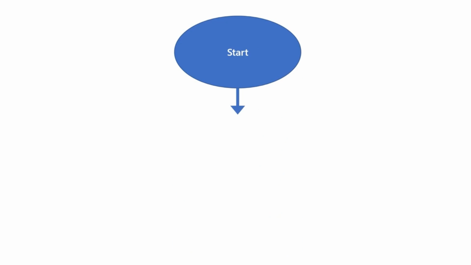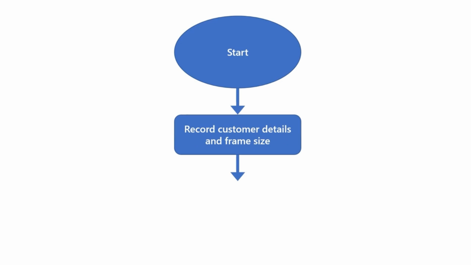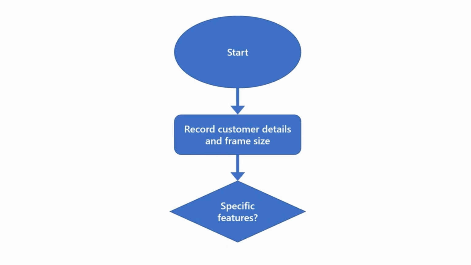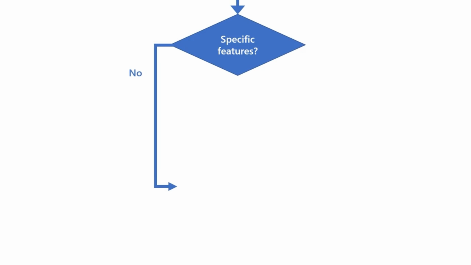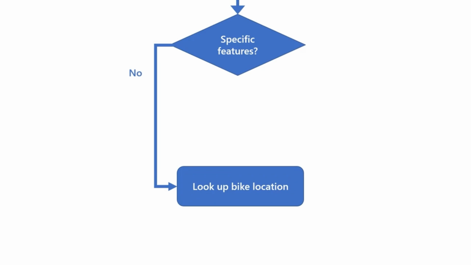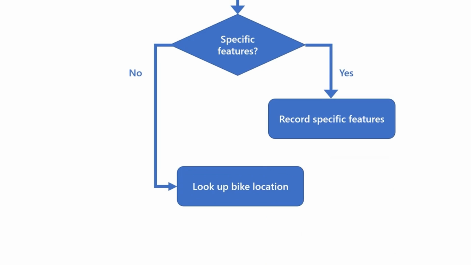The process starts when a customer requests a bike on the phone, in person or through the website. Then shop staff record the customer's details and frame size. The first decision point is to find out whether the customer needs specific features such as an electric motor, suspension or a child trailer. If the customer doesn't need specific features, the shop staff simply look up bike locations. But if the customer needs specific features, what are those features? The specific features are then recorded and the shop staff look up bike locations.